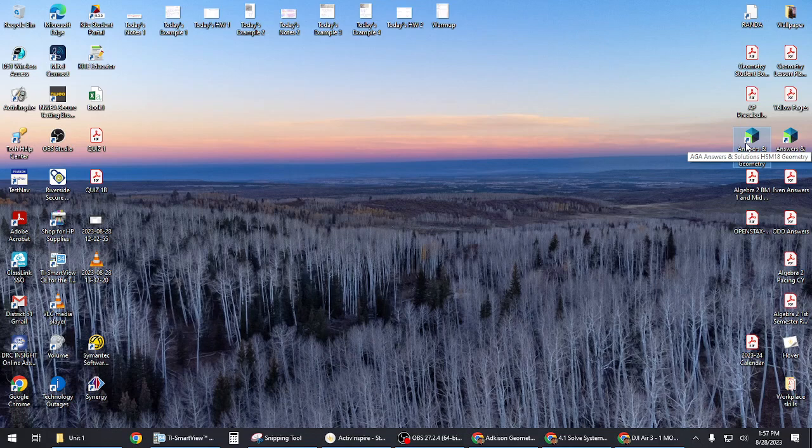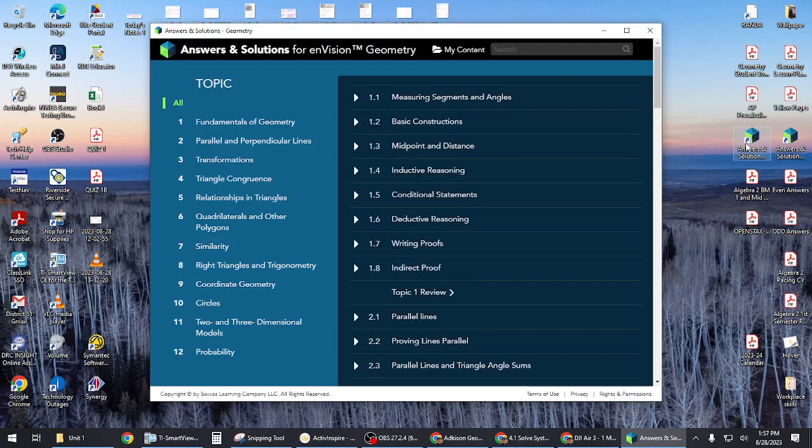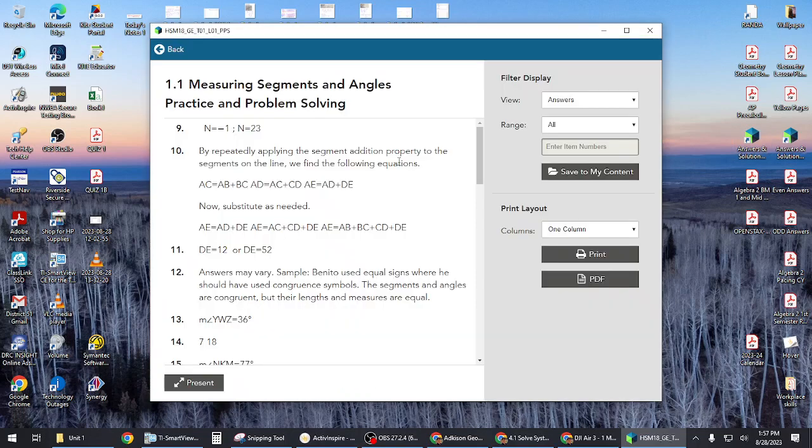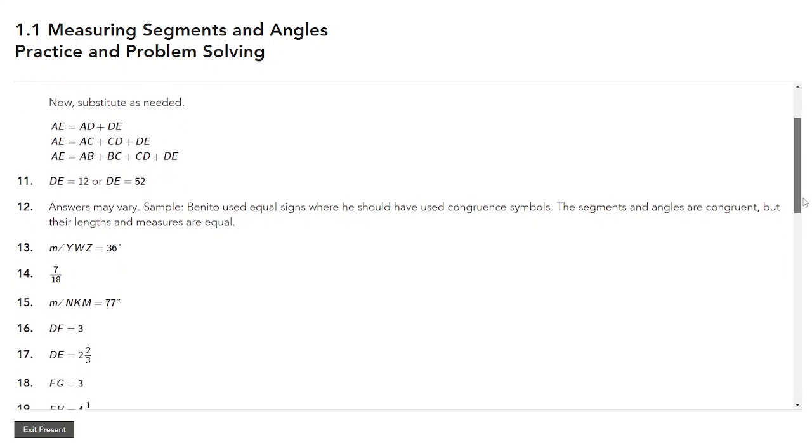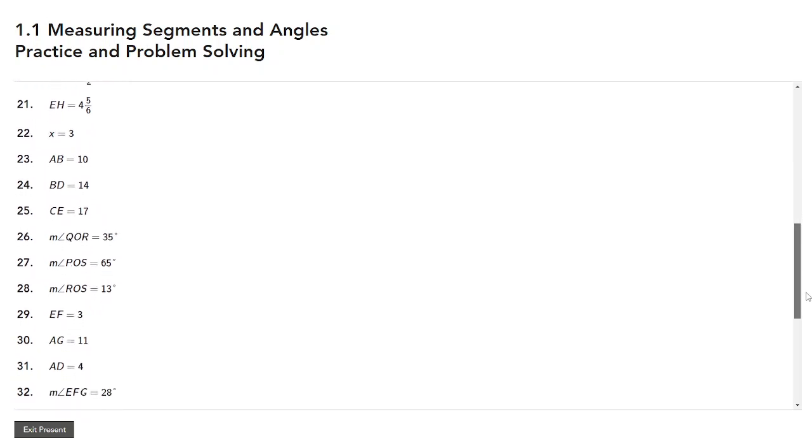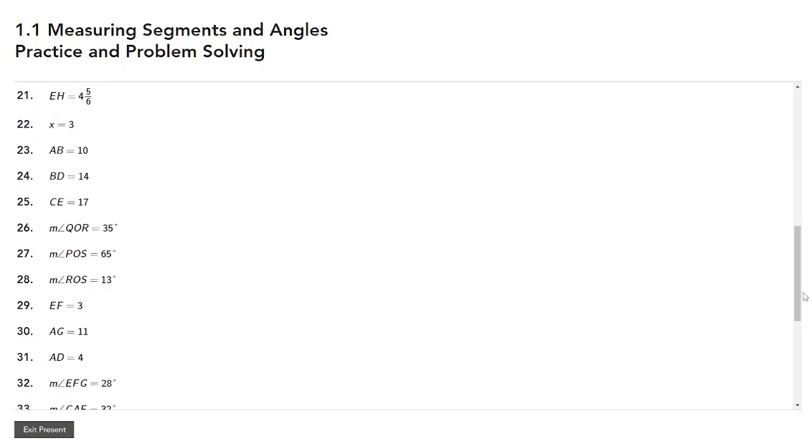Why do I never double click? So grab your sheets if you did it. And here come those. So we did 21 to 28. We just checked 21. 22, x equals 3. 23, AB equals 10. 24, BD equals 14. 25, CE equals 17. 26, the measure of angle QOR is 35 degrees. 27, the measure of angle POS is 65 degrees. 28, measure of angle ROS is 13 degrees.